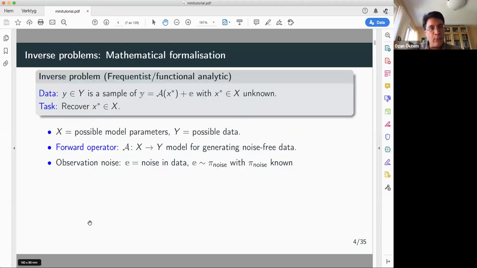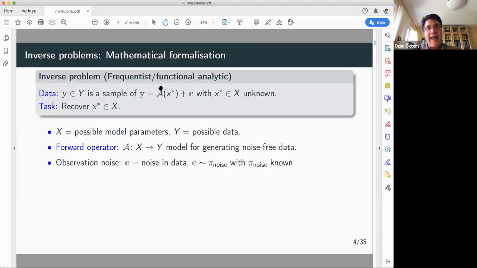Well, to formalize this vague or intuitive notion of an inverse problem, probably the most common way of doing it is by looking at it as an operator equation. Here you typically have two spaces: capital X, which is the possible model parameters, and capital Y, which is your possible data. These could be suitable inner product spaces, or typically they are infinite dimensional in the mathematical idealization. Your data is then an object that lives in data space, and it can be seen as a sample of a random variable.